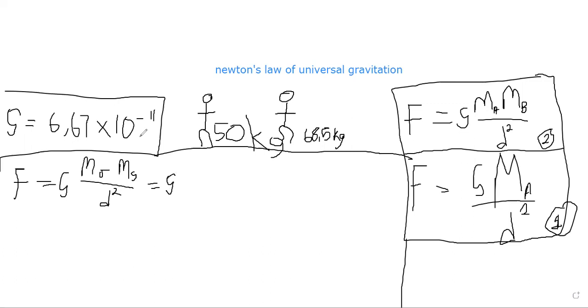G, which is 6.67, all of that times our mass, it's gonna be 50. And here it's gonna be 68.5, right? And we're gonna divide by 1.5. And what you do is, it's gonna be 1.5 squared, because as you can see, it's d squared, 1.5 squared. You understand that part? Yes, sir.